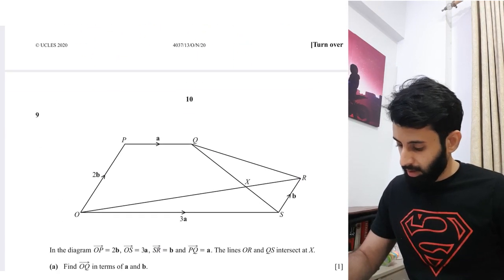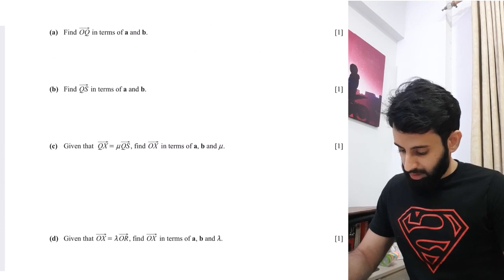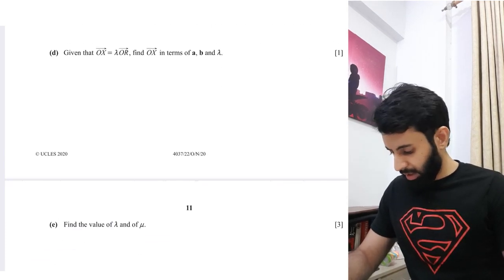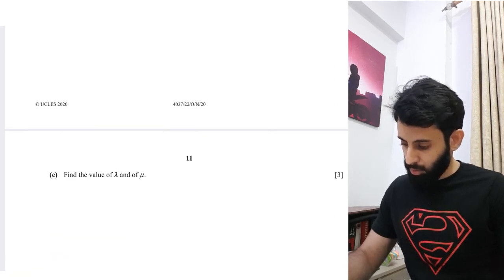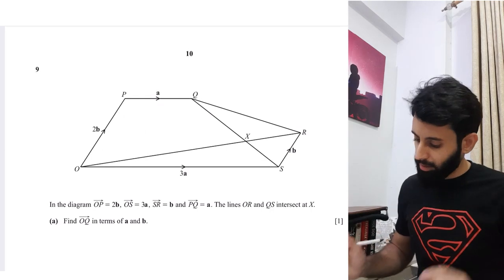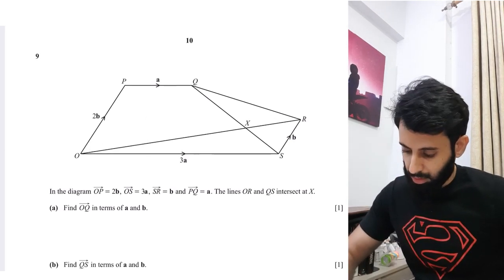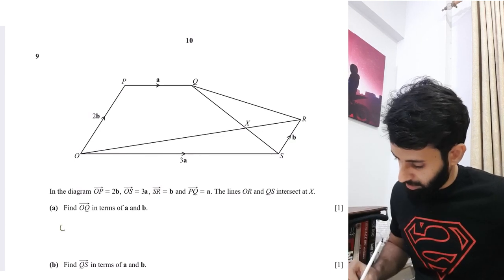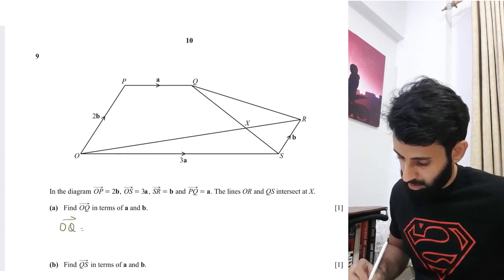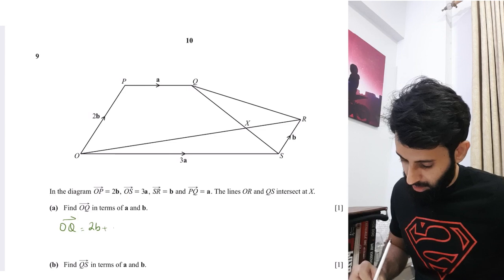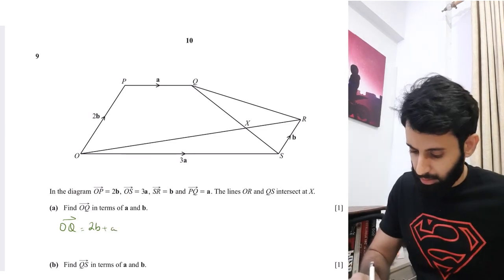Okay, now we come to another question, and this is question number 9. It follows the same concept more or less, and this, I should mention, is a question from October-November 2020, paper 2, variant 2. Okay, so let's get straight to it. It says here, find OQ in terms of A and B. We can do that. That's not going to be a problem, and it's a 1-mark question. So OQ is equal to 2B plus A. I should have read the question first, in fact, so I'm going to do just that.